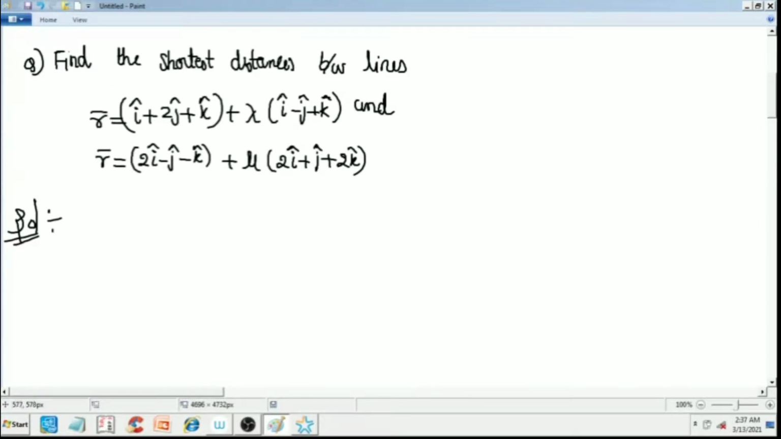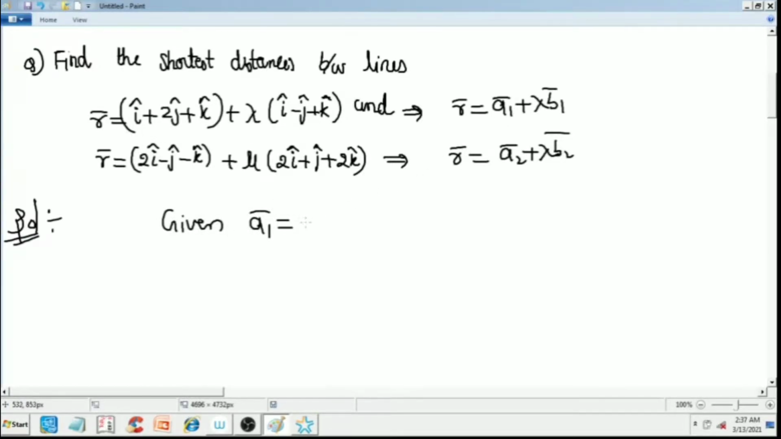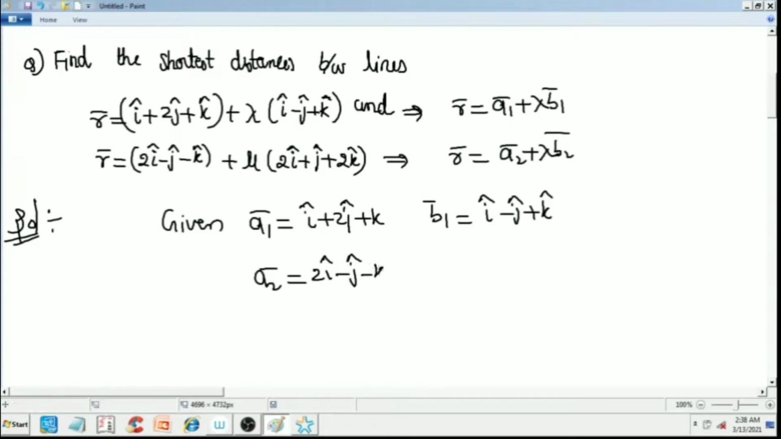Here we have a question: find the shortest distance between the two lines. Compare the first line with r bar equals a1 plus lambda times b1, and the second line with r bar equals a2 plus lambda times b2. Here a1 is i plus 2j plus k, b1 bar is i minus j plus k, a2 bar is 2i minus j minus k, and b2 bar is 2i plus j plus 2k.